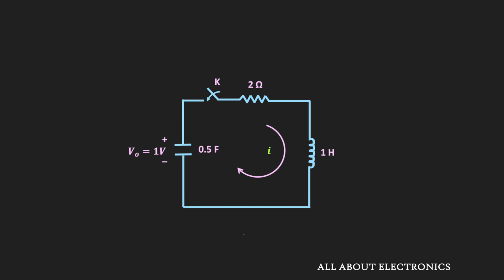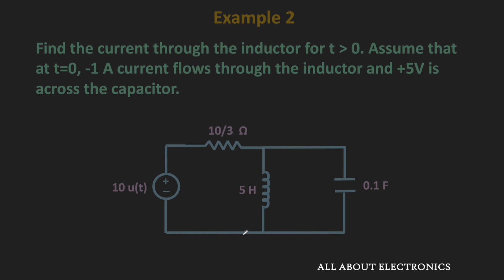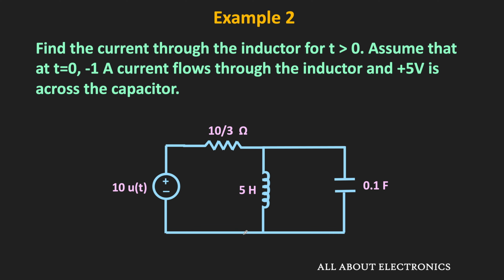So now, let us take a couple of examples based on the transient analysis of second order circuits, and let us see how we can solve such circuits using the Laplace transform. In this example, we have been given this circuit, and we have been asked to find the current through the inductor for time t greater than 0.